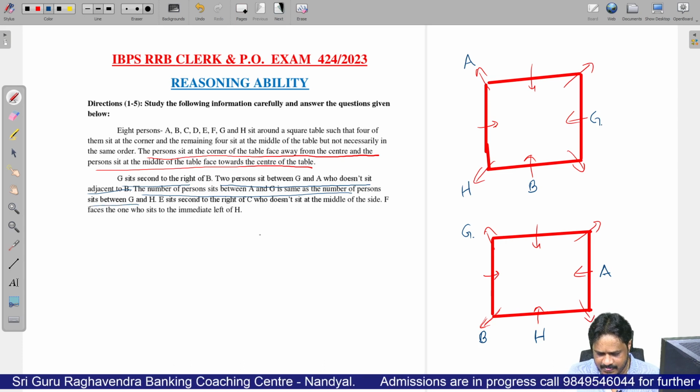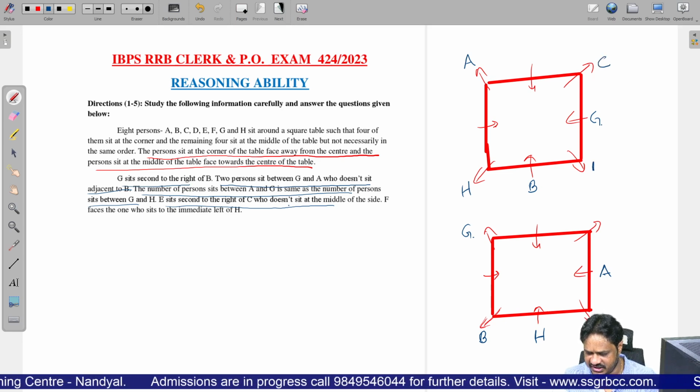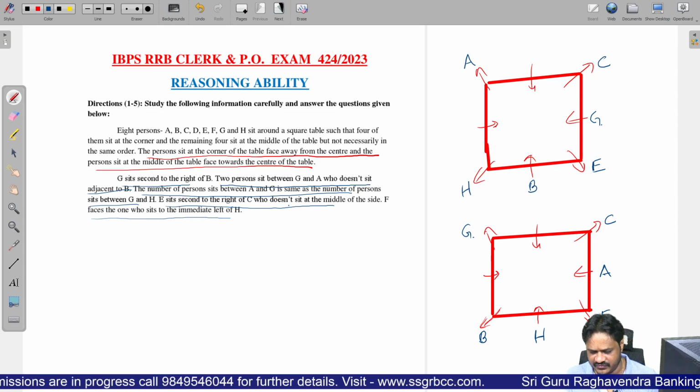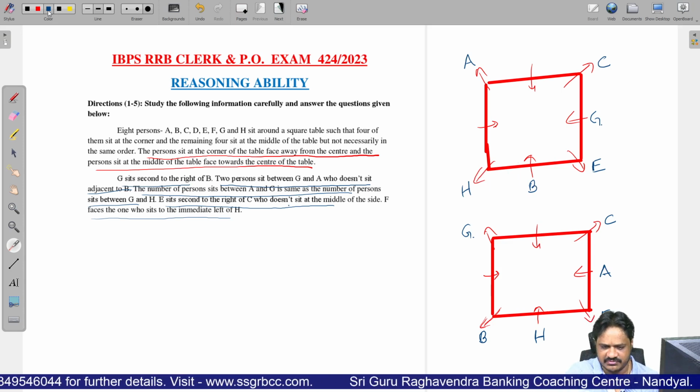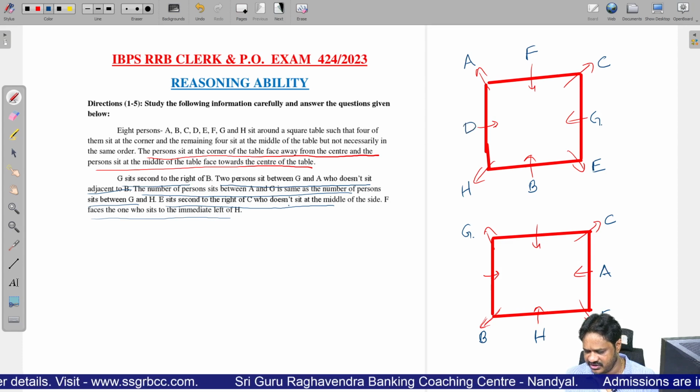Then E is sitting second to the right of C, who is not in the middle. That means C is in the corner. C right second means C left second is E. Here also C left second is E. Then F is facing the one who is to the immediate left of H. Who is to the immediate left of H? B. Why? Because H is facing outside. Opposite B we will get F. So we are left with D. Now here we can't write that point F, so this one is definitely wrong and this one is correct.